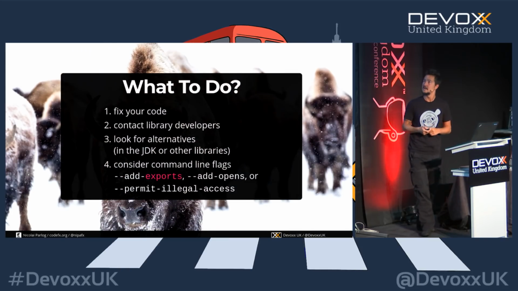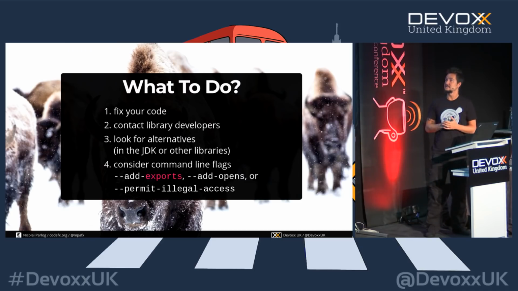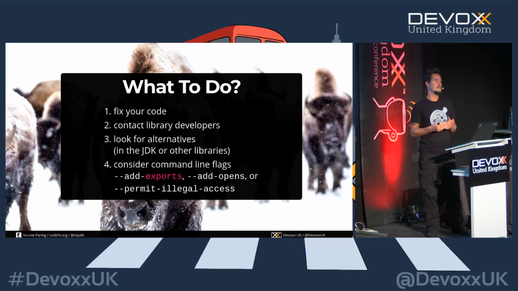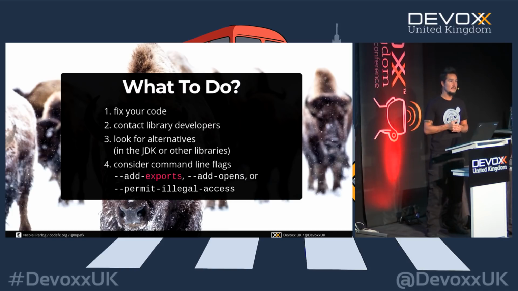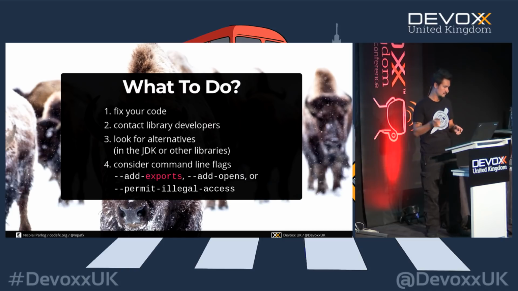So what do you do when you find these? You fix your code, of course, if it's yours. If it's a dependency, you should immediately look for an issue. Are they aware of that? If not, make the maintainers aware of it so they can fix it. And then maybe look for alternatives. So if you're using some internal JDK API, there's a fair chance that there's a public API that you should be using instead. If you're on a library that is not maintained anymore, maybe nobody's going to fix that, so look for an alternative library that helps you. And then there are some command line flags that you can use to export packages that are not originally exported, to open packages for reflection, or even to permit illegal access in general. But we're not going to look into those.